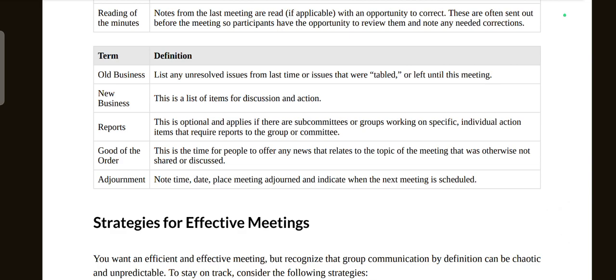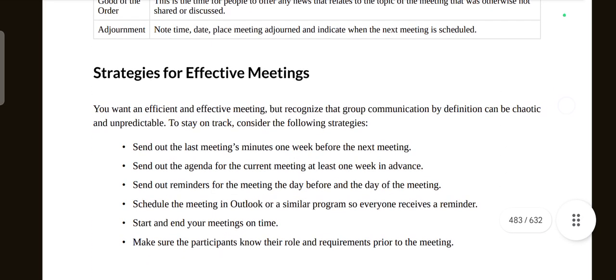Good of the order is a time where people offer any news that relates to the topic of the meeting that was otherwise not shared or discussed. And lastly is adjournment. This is the note of time, date, place, meeting adjourned, and indicating when the next meeting is scheduled.